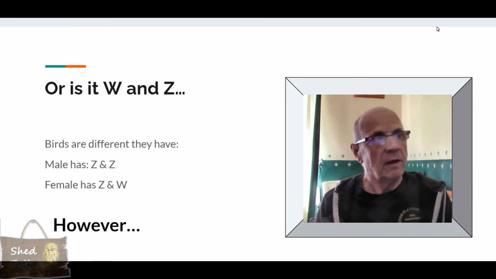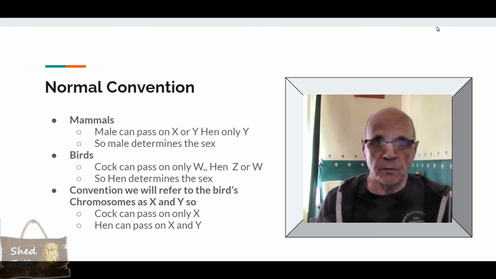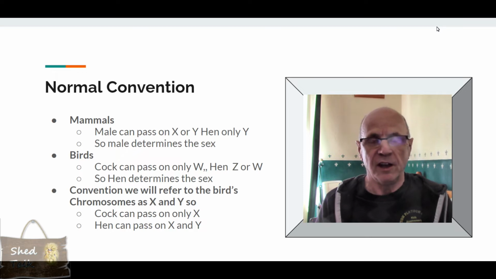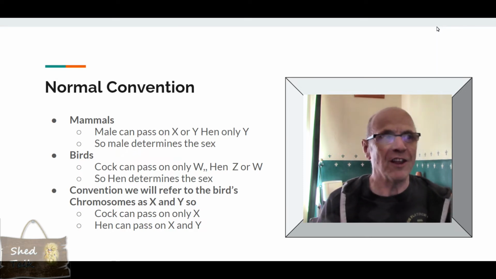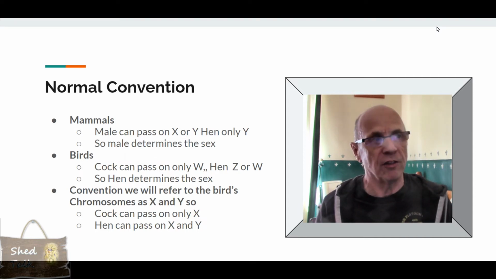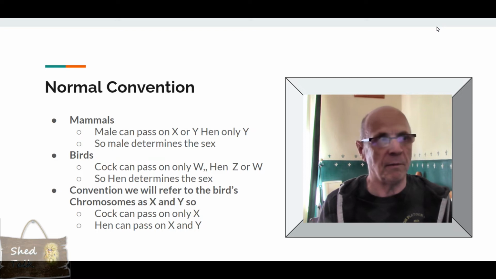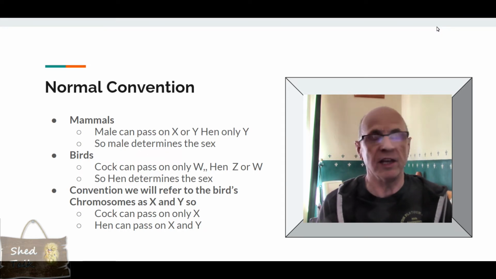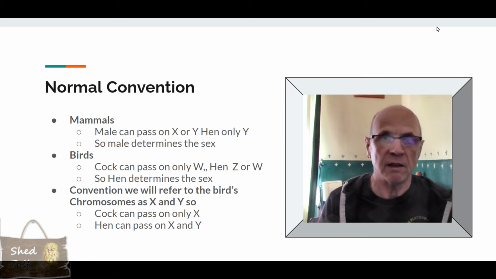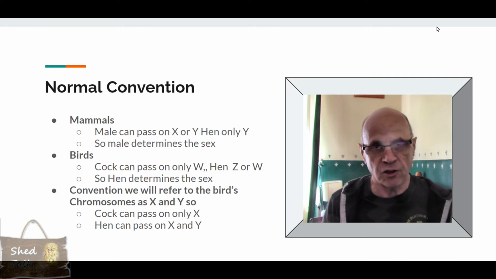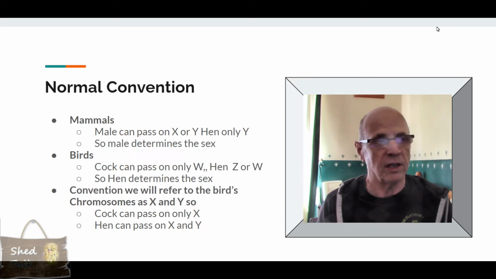However, most breeders tend to follow a similar convention, and I'll just talk through that. We know that a male mammal can pass on either the X or Y chromosome, and the female can only pass on the X chromosome. Therefore the male mammal will determine the sex of the offspring. A cock bird can only pass on the Z chromosome, whereas the hen, as I've just explained, can pass on either the Z or the W chromosome. So it's the hen that determines the sex of the offspring.